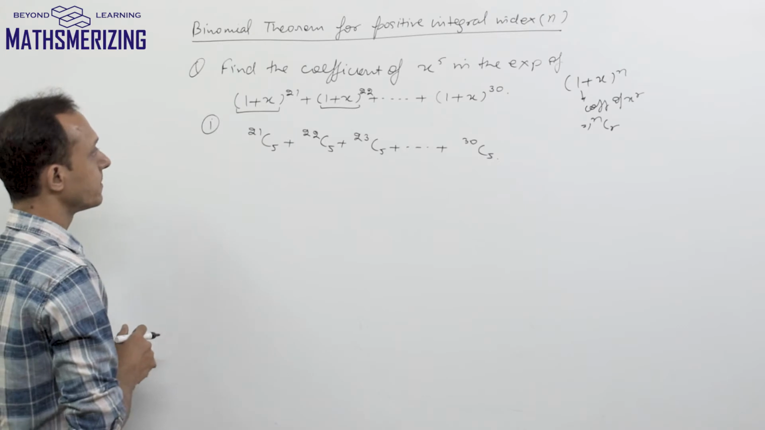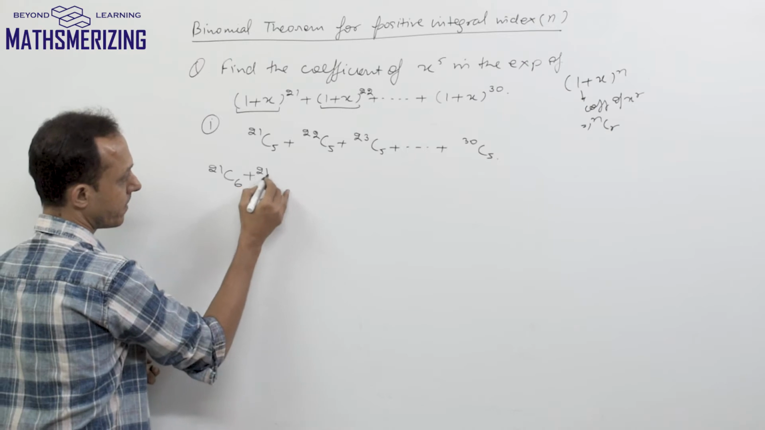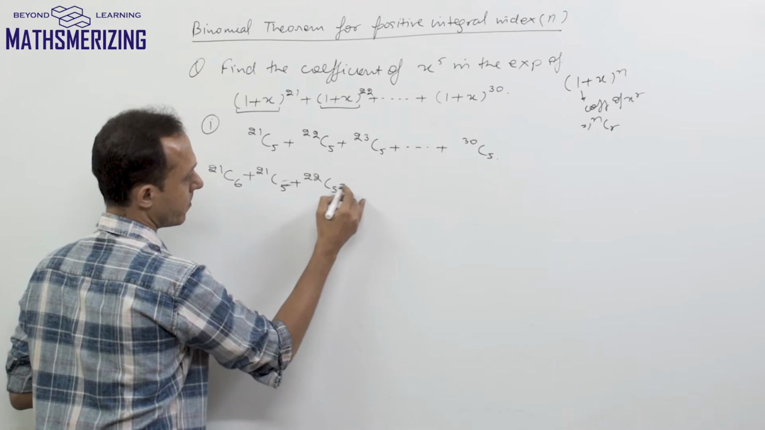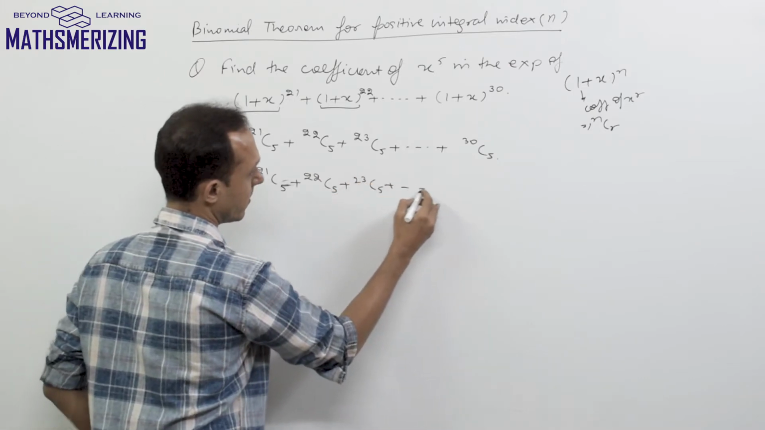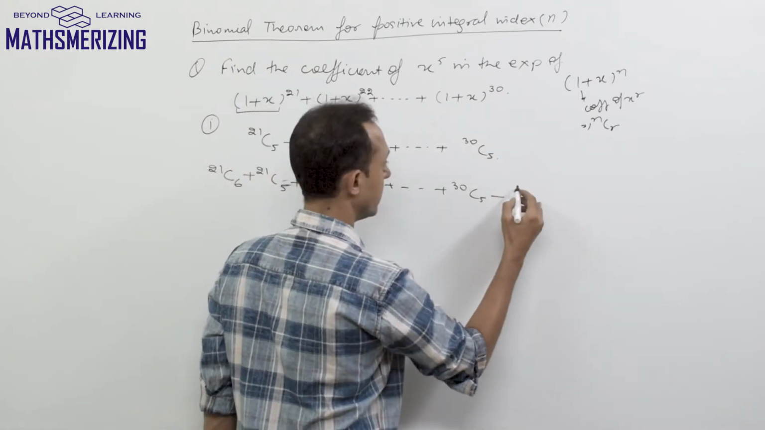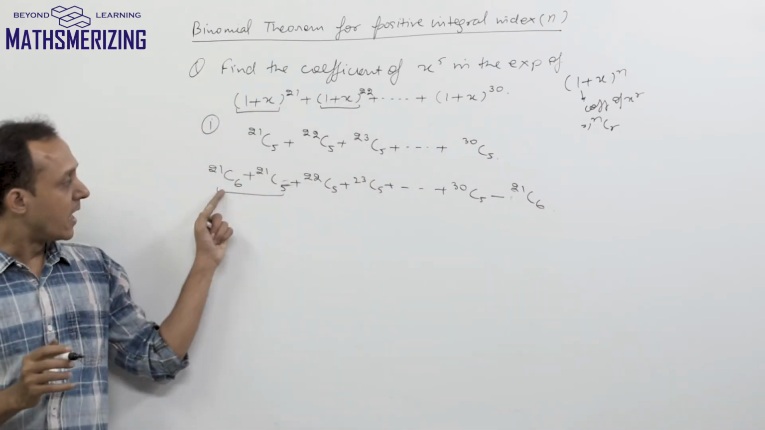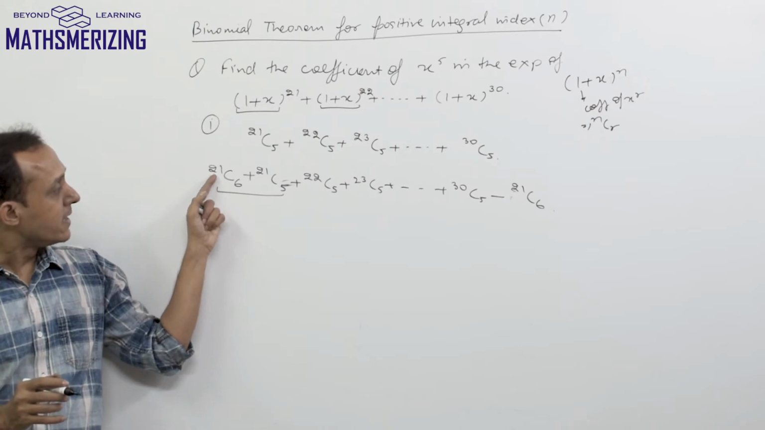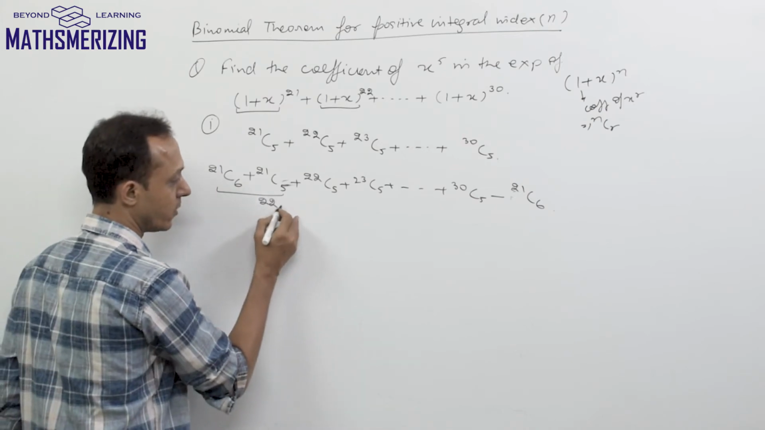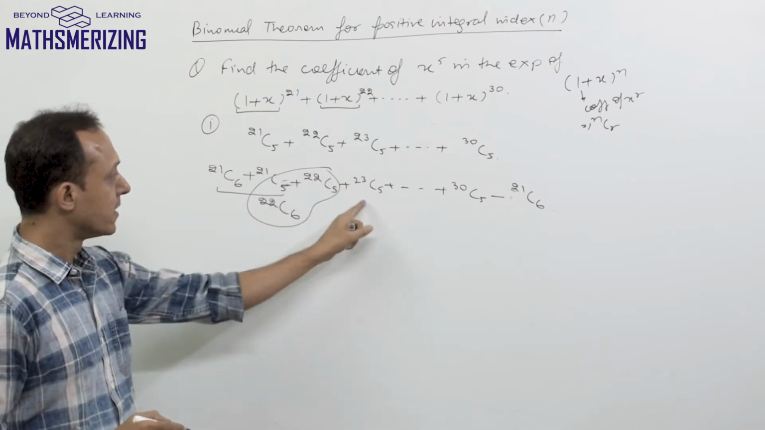So what I'll do is, I'll add 21C6 to the series, and because I've added it, I need to subtract it also. So that'll be minus 21C6. Now here I can say n is the same and r differs by 1. So this is the property that nCr plus nC(r minus 1) is (n plus 1)Cr. So I can write it as 22C6. Now again, n is the same, r differs by 1: 23C6, 24C6.